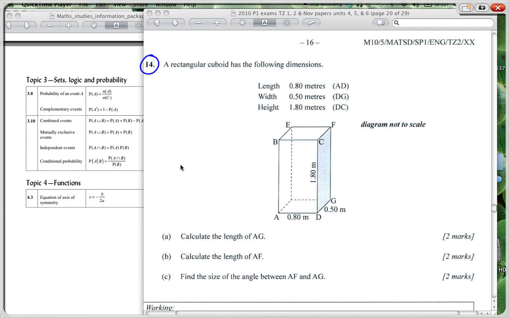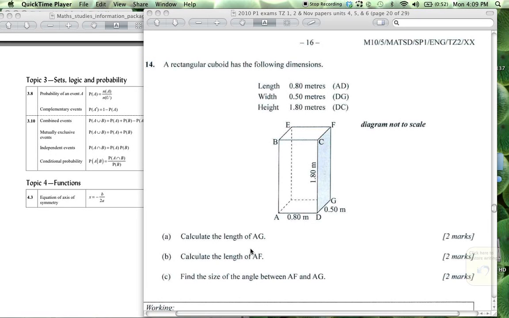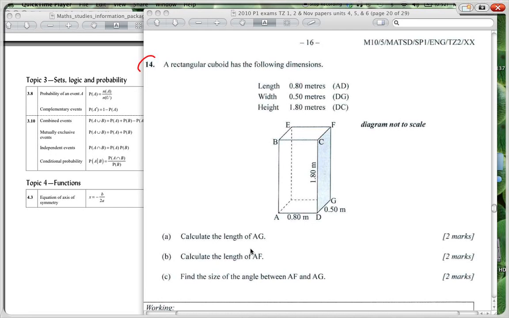A rectangular cuboid has the following dimensions: length, width, and height. Then it says calculate the length of AG. So from A to G.